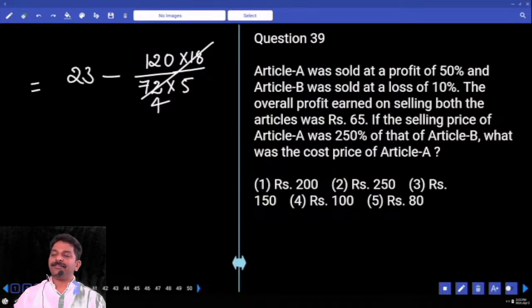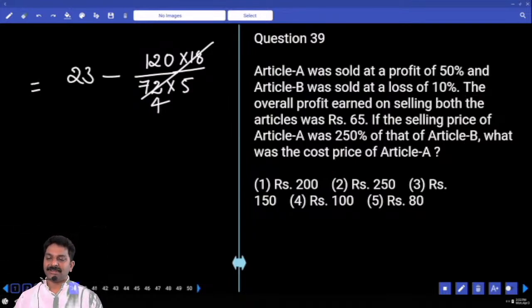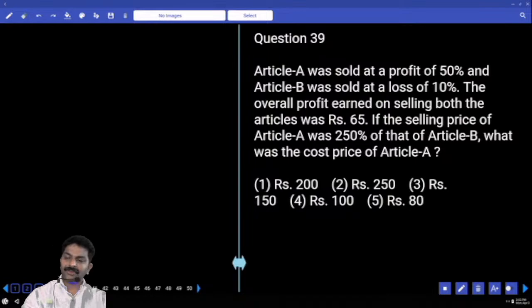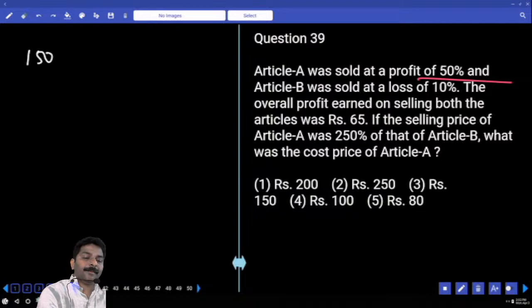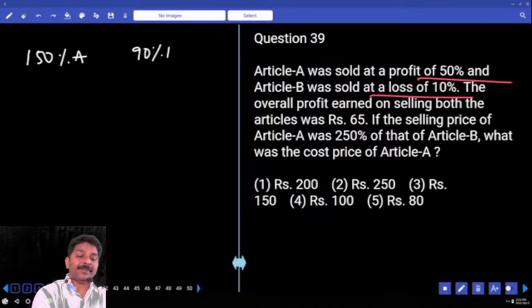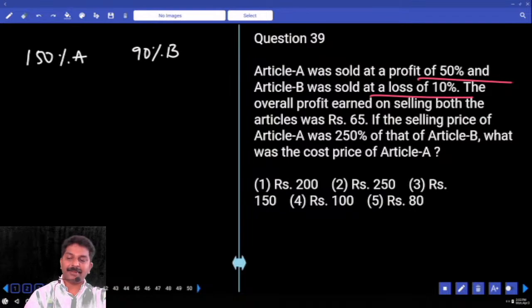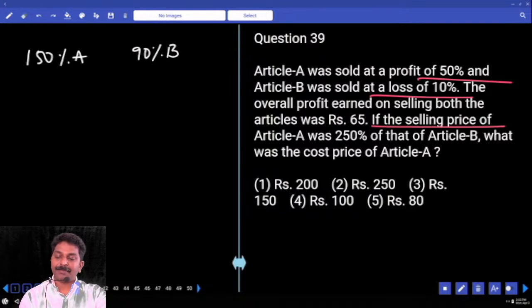Article A was sold at a profit of 50%, B was sold at a loss of 10%. The overall profit earned on selling both the articles was 65. If the selling price of article A was 250% of that of article B, what was the cost price of article A? Right. Now, first case, we are selling article A at 50% profit. So what is the selling price? 150% of A. And B sold at a loss of 10%, so 90% of B. What are these two? Selling prices.